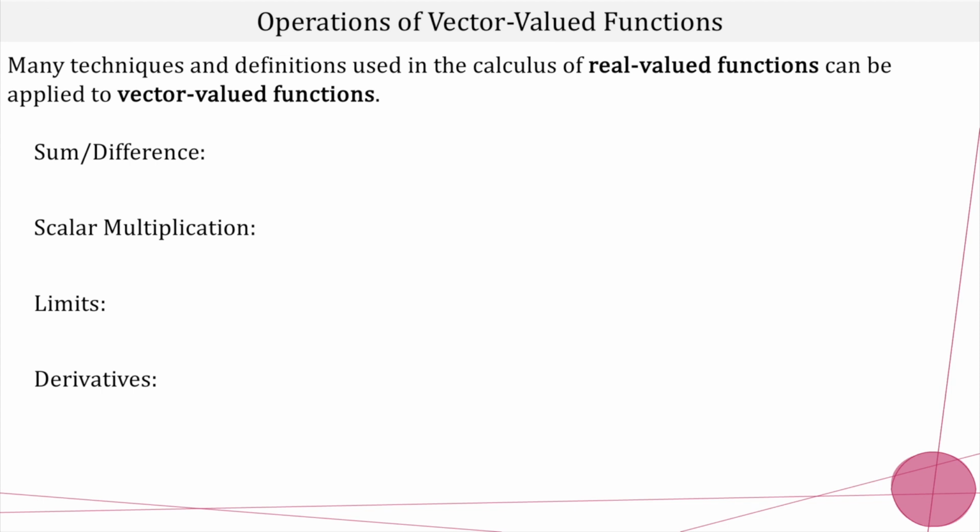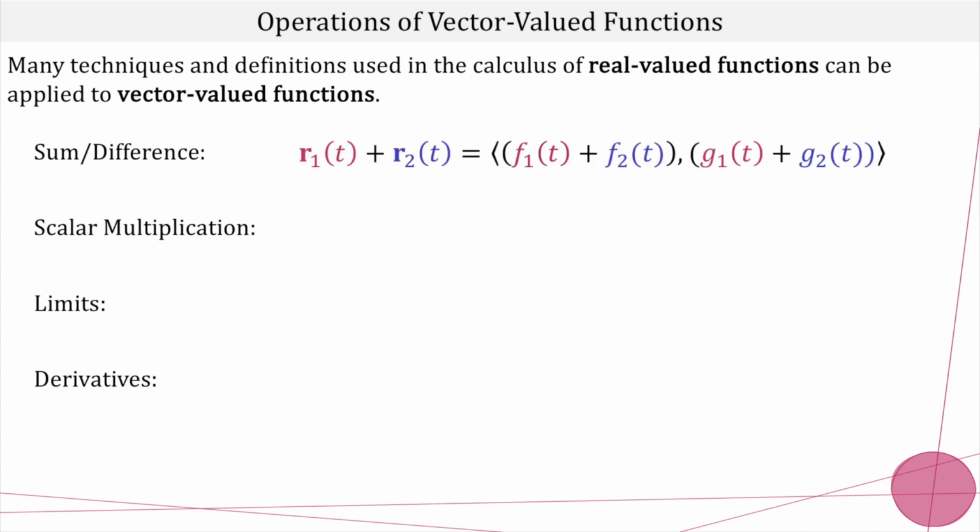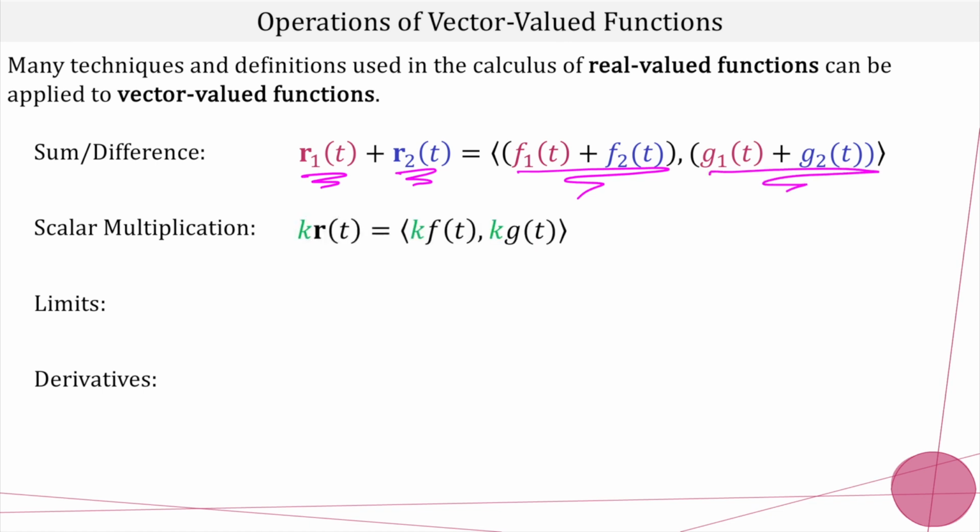We can do a lot with vector-valued functions. Many techniques and definitions used in the calculus of real-valued functions can be applied also to vector-valued functions. We can add them together. If we have two vector functions being added together, that means we just add their x components and we add their y components. Scalar multiplication: if you have a vector function multiplied by some constant, you just multiply the x component by the same constant and the y component by the same constant.